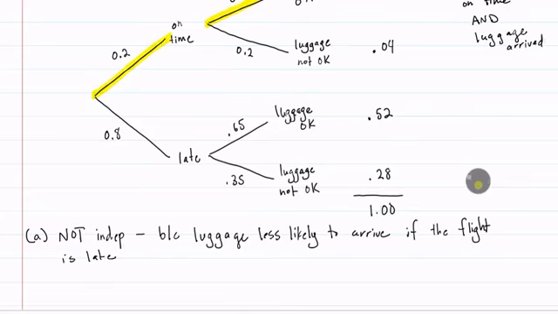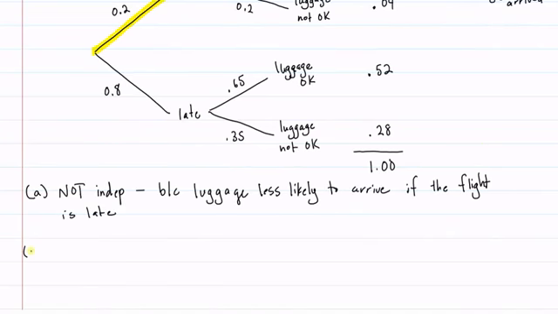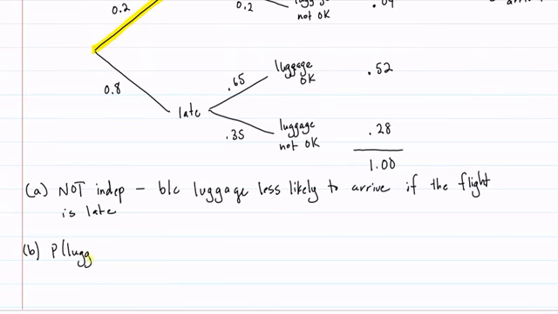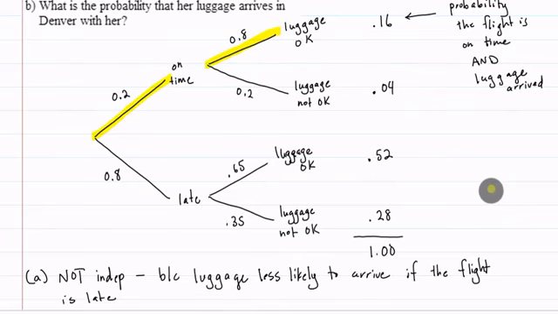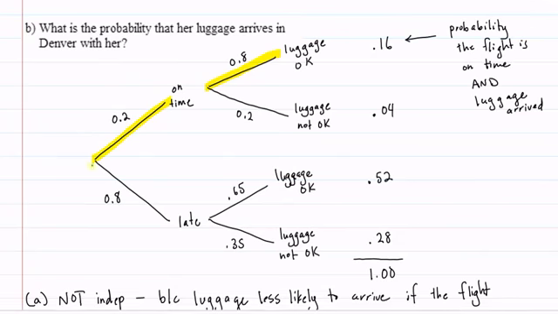Okay. And the second part is the fun part. It asks for the probability that luggage arrives. So there's two paths here that the luggage can arrive, right? There's this yellow path and there's also this blue path. All I have to do to get the probability that it arrives at all is to add these up. I've got 0.16 up here and 0.52 down here.